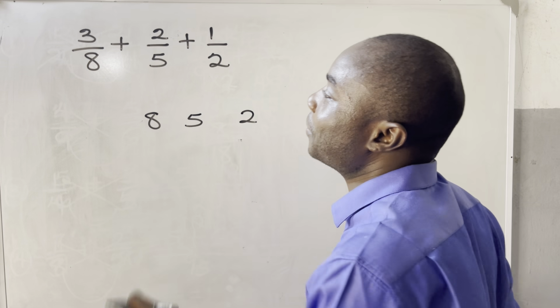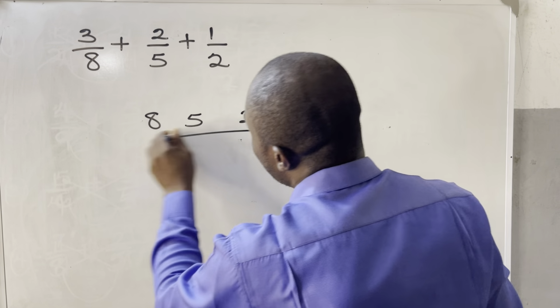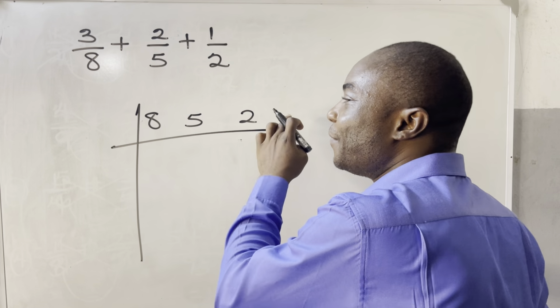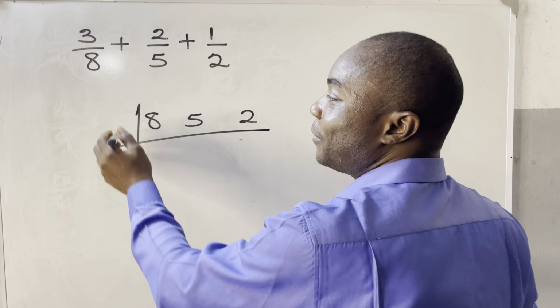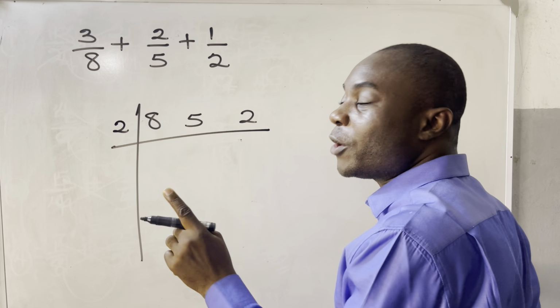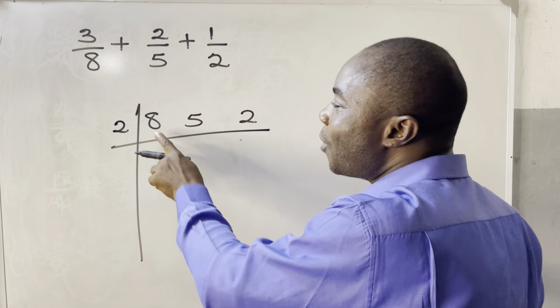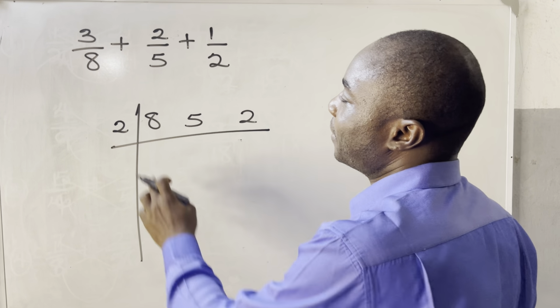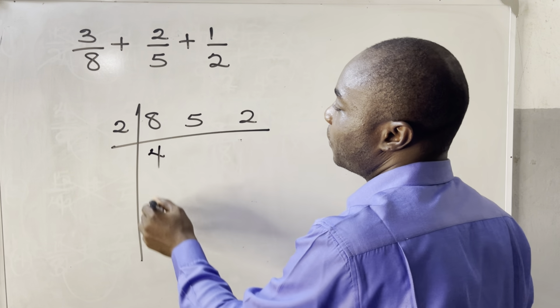These are how to get your LCM. You write out the denominators, all right? Then we look for the lowest prime number that can divide these 3 numbers, and that number is 2. Or the lowest prime number that can divide at least one of the 3 numbers, not necessarily all the 3 numbers. So 2 can divide 8 4 times.